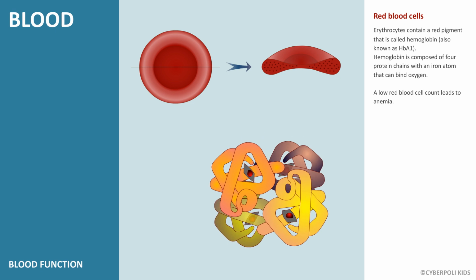Erythrocytes contain a red pigment that is called hemoglobin, also known as HbA1. Hemoglobin is composed of 4 protein chains with an iron atom that can bind oxygen. A low red blood cell count leads to anemia.